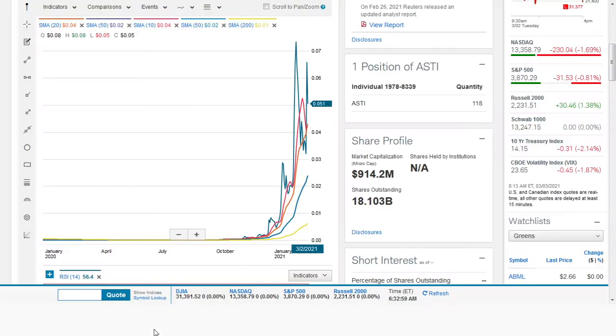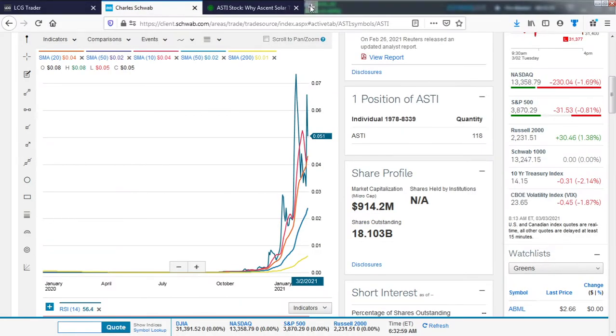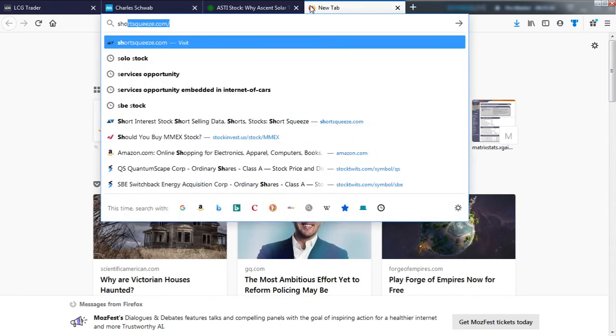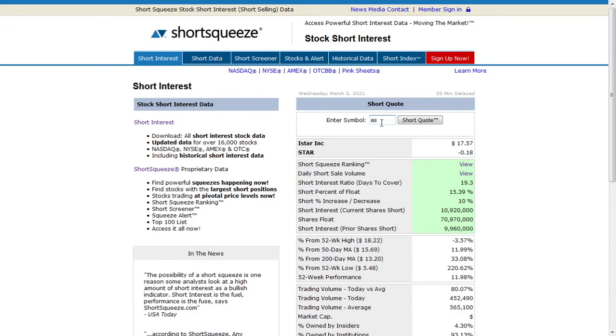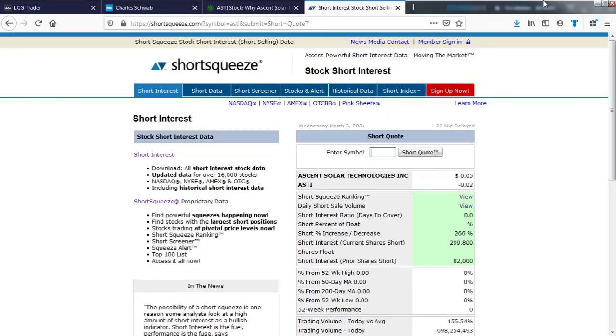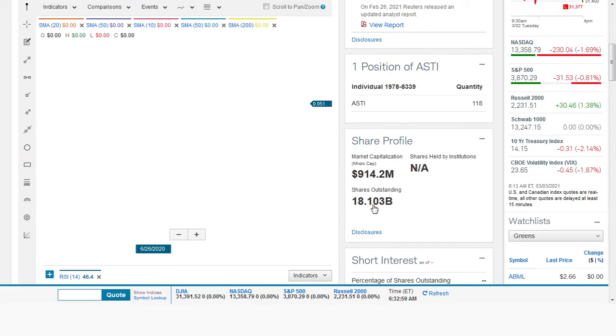Maybe bears have just been able to jump on the stock and try to mess it up a bit more, like they've done to a lot of the other stocks. And we can see that the short interest increased by 266%. The current position is 299,800. But that is nothing compared to its shares outstanding, which stands at 18.103 billion shares.